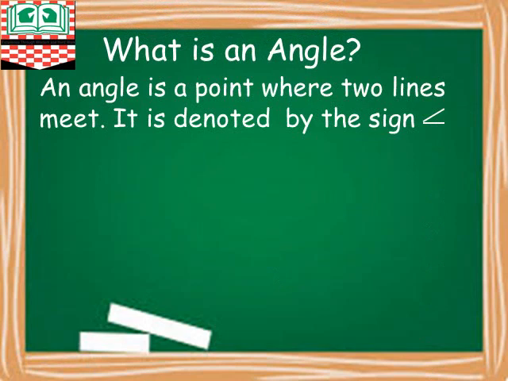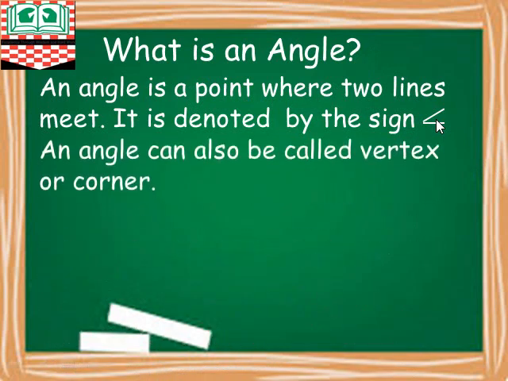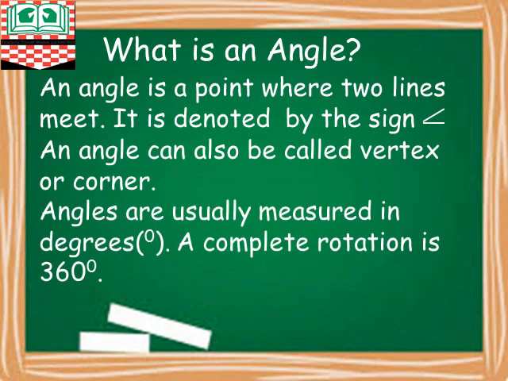An angle is a point where two lines meet. It is denoted by the sign. Can you see the sign there? An angle is denoted by this sign. An angle can also be called vertex or corner. Angles are usually measured in degrees, and a complete rotation is 360 degrees.